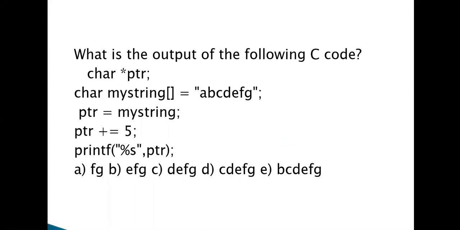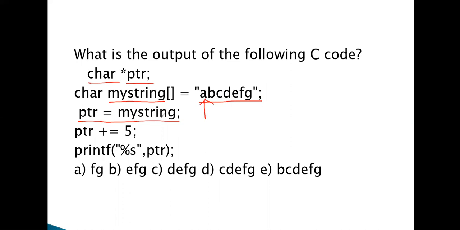What is the output of the following C code? char *ptr; so create a pointer. What do you mean by this? ptr is a pointer which points to a character. char mystring = "ABCDEFG"; so here we are creating a string. Now what is the statement? ptr = mystring; that means now ptr is a pointer which points to the base address.